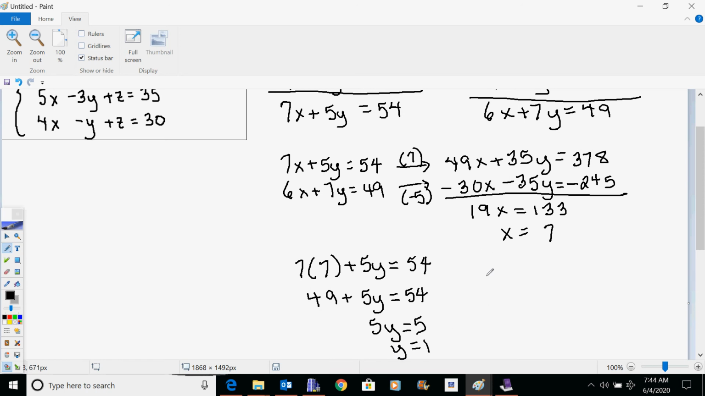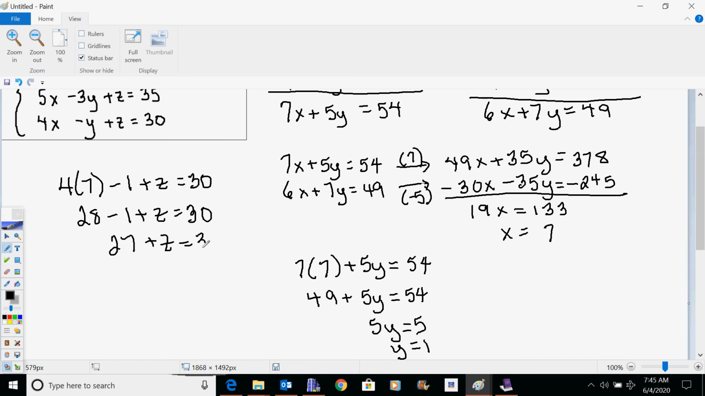And then plugging back into any equation that you want to find z. Since this one's showing, I'll just pick this one right here. 4 times 7 minus 1 plus z equals 30. So I have 28 minus 1 plus z equals 30. And so 27 plus z equals 30, subtract 27, z equals 3. Sorry, my mind is going faster than I can write it down nicely.